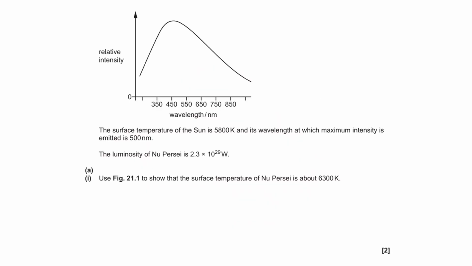Okay, so now let's move on to this question. Use figure 21.1 to show that the surface temperature of Nu Persei is about 6,300 Kelvin. Now let's read out the question. This is just talking about the sun, that the sun has that temperature and the wavelength is here. So we need to put that into an equation.